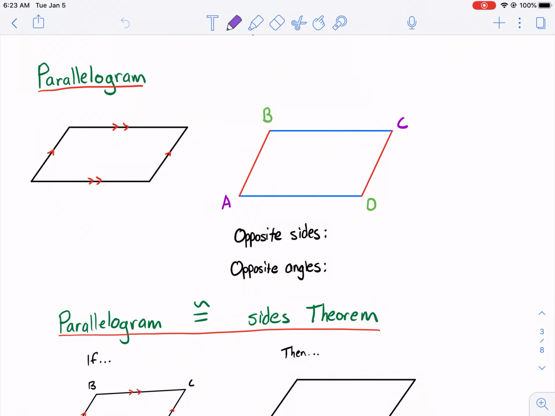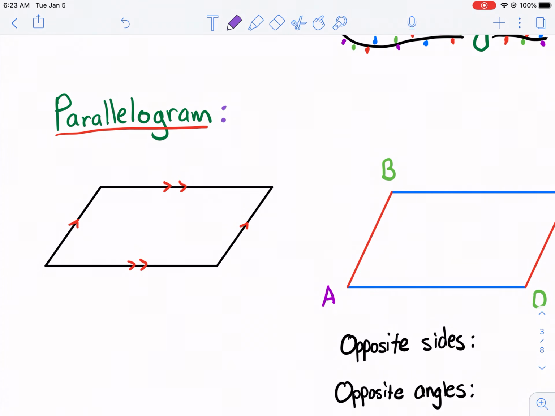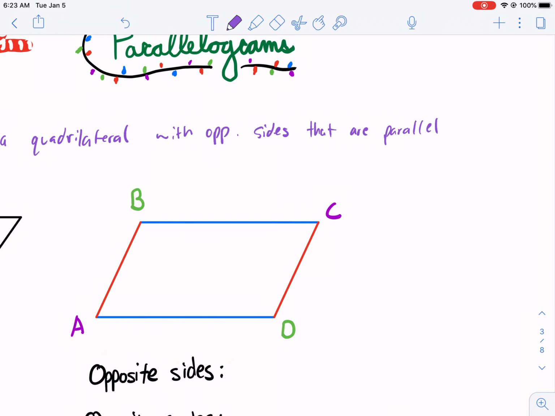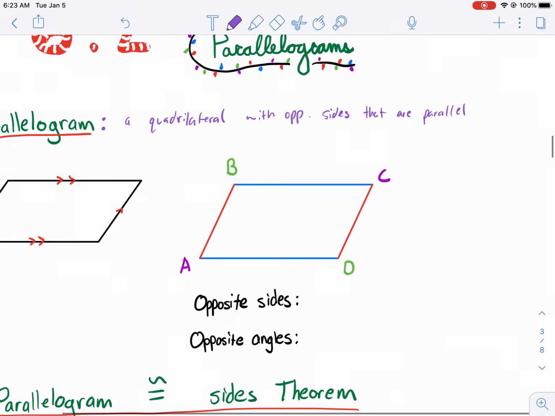So the definition of a parallelogram, as the name suggests, it's a quadrilateral. Well, the name doesn't suggest it's a quadrilateral, but it is a quadrilateral, and this is the part that's intuitive, with opposite sides that are parallel. And there's probably a more elegant way you can write that, but that's pretty good, right? It's just something that you can understand.